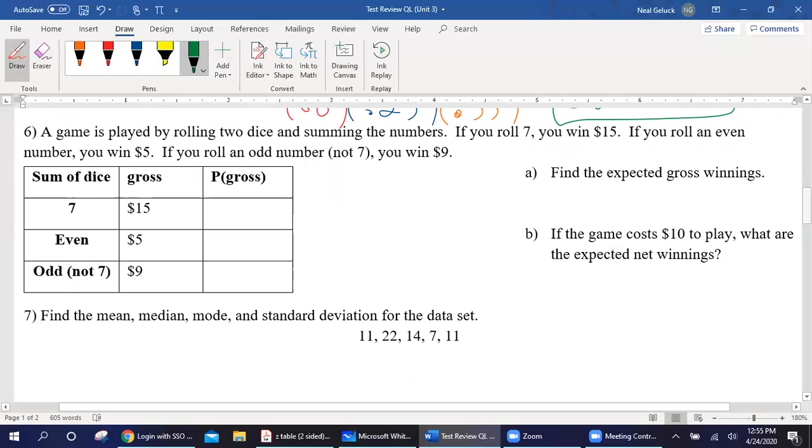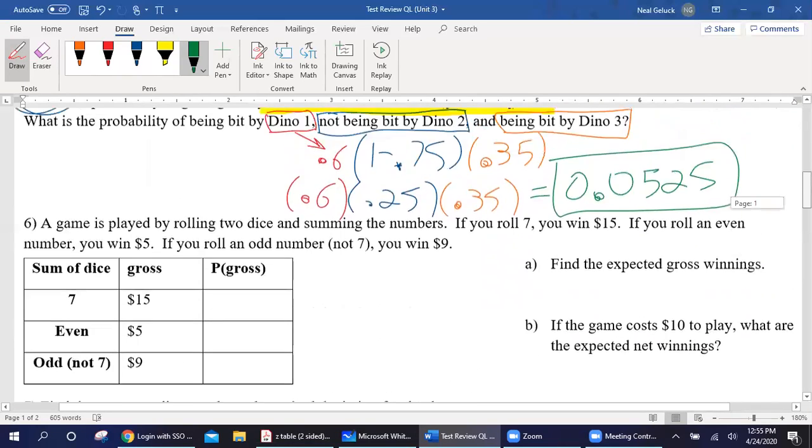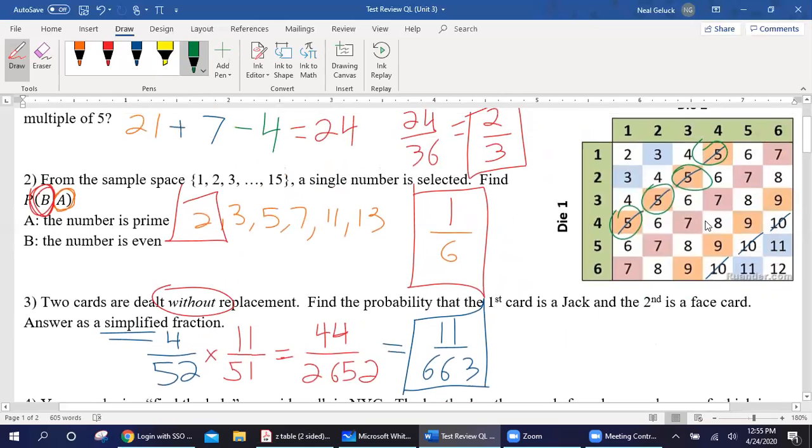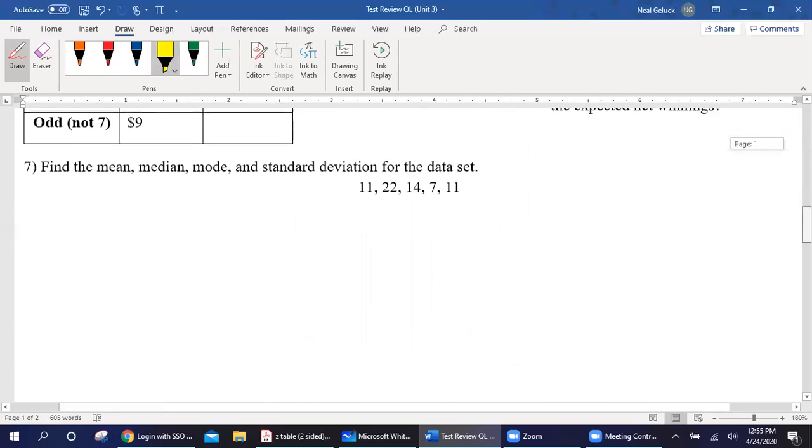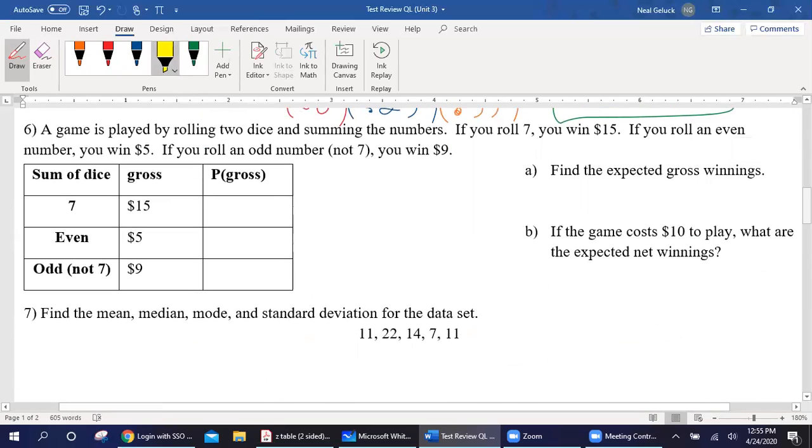If you look back on your paper to the table of the dice rolls, a sum of 7 happens 6 times out of the total of 36. So a sum of 7 has a 6 out of 36, and if you reduce that, that's a 1 out of 6 chance.